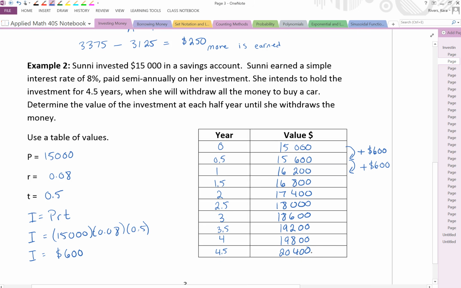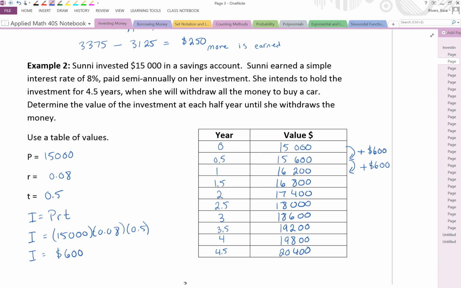All right, let's see this continued on the next page, because they're asking us to do something with these numbers. And that's why we solved this in this way. So maybe every half year, Sunny has arrangements that she gets that $600 mailed to her. So every 6 months, she'll get a check for $600, even though the initial $15,000 has to stay in her investment.